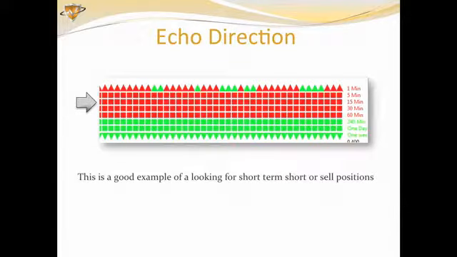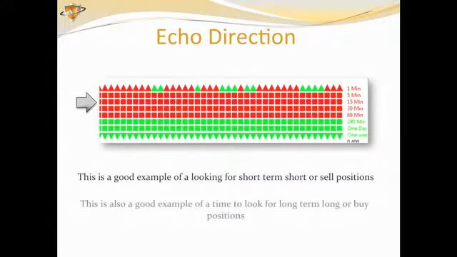Here on the top, you can see that this is a very good example of a short-term area, because we're looking between the 1 and the 60-minute, and these are all giving us sell positions. So this would be a short-term short or sell position. Also listed here is a great example of a long-term. So this is a good example of a time to look for a long-term or buy position.